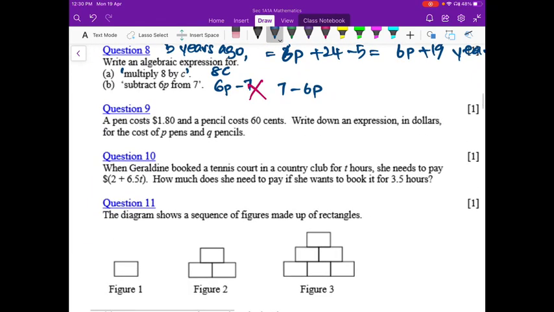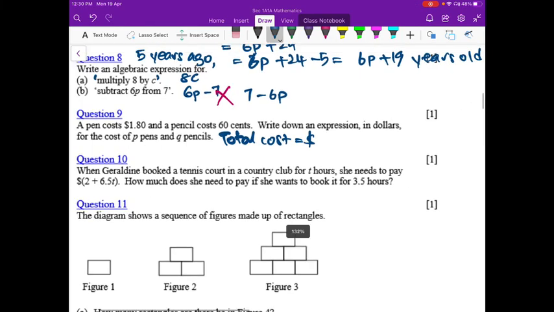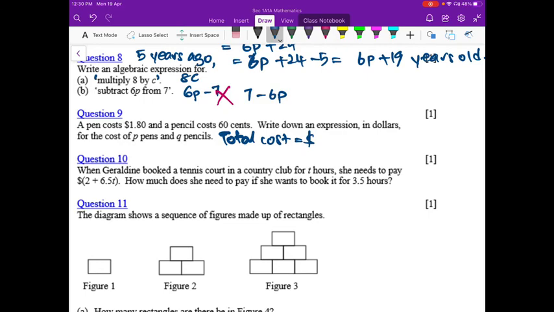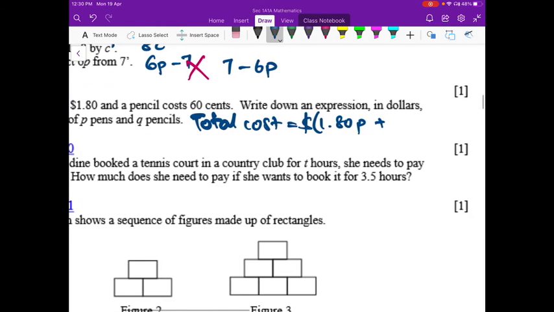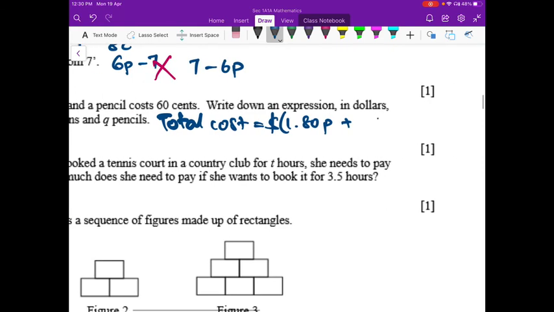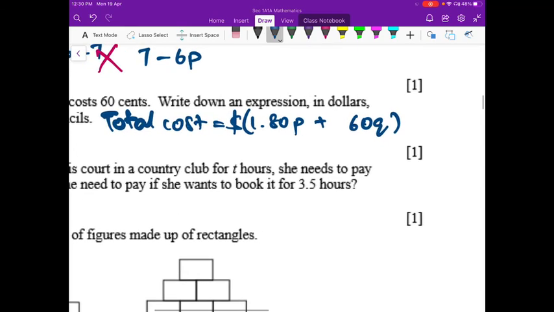Question 9. A pen 180, pencil 60 cent. P pens, Q pencil. Total cost. Okay. How much does one pen cost? Okay, so 180p plus total cost 60q. You mean? Really? Is this the answer? 0.6. Okay, so you simplify. We don't need the 0.